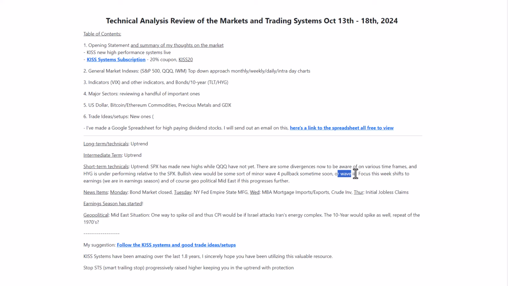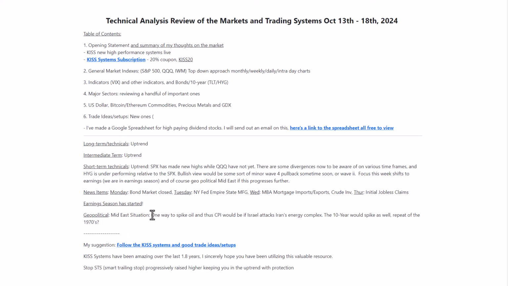Again, this week, the focus shifts to earnings. We are now in earnings season. We had a lot of banks starting to report late last week, and earnings season should go through the rest of the month. A lot of times the market holds up in earnings season, so we'll see if that ends up being the case. And of course, guys, obviously the geopolitical Mideast is a big one.